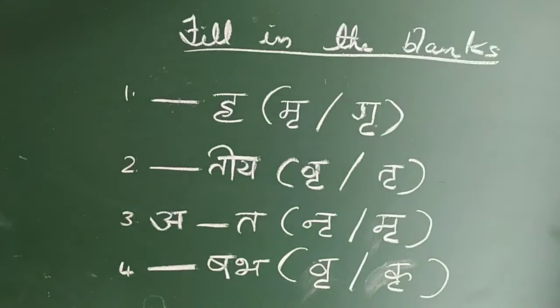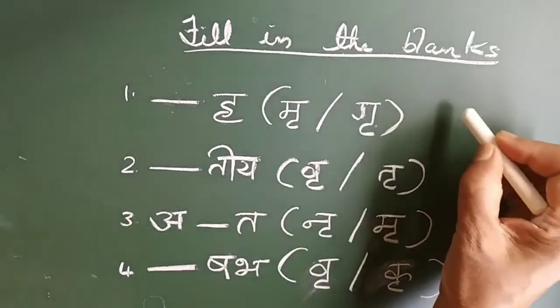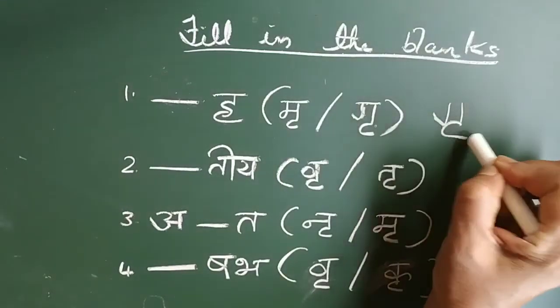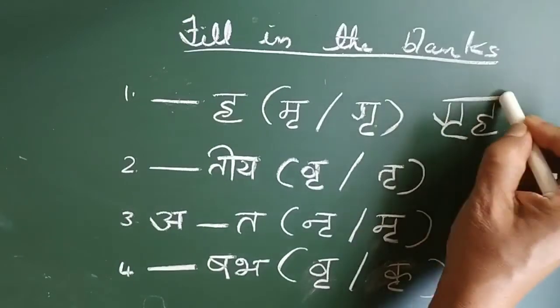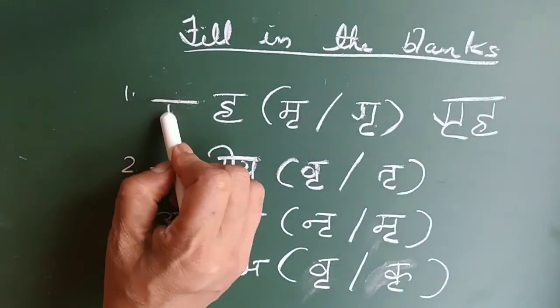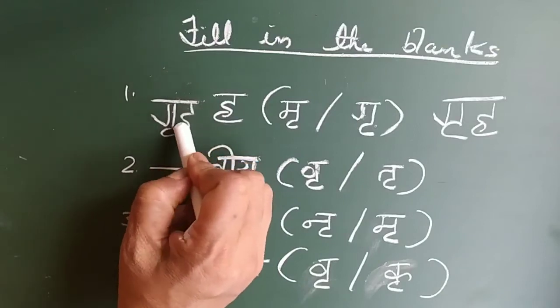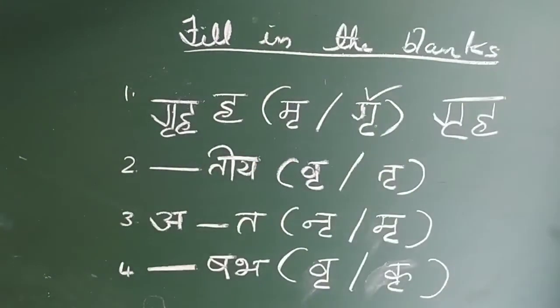Look here. Filling the blanks. See, dash ha. In the bracket, the answer is given. You have to choose the correct letter. So which is the correct answer here? Which is the correct letter? Gri or gr? Okay, so what is the answer? The answer is gr. You have to write gr here. Okay, this is the right letter.